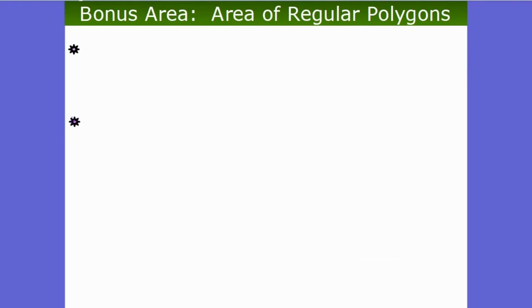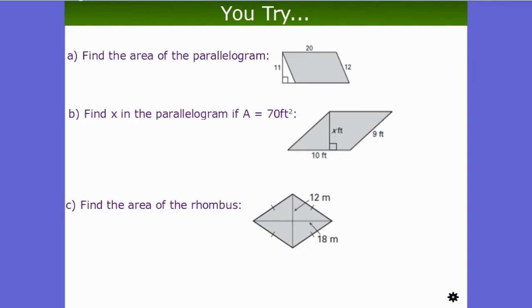Okay, that's basically all I want to do in this particular video. In a second video, I have material about finding area of regular polygons. So I'm going to skip all that for now, but you should watch that video, and I'm going to go right to these U-tries.